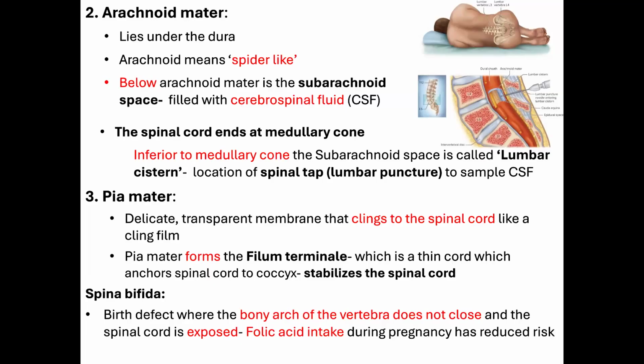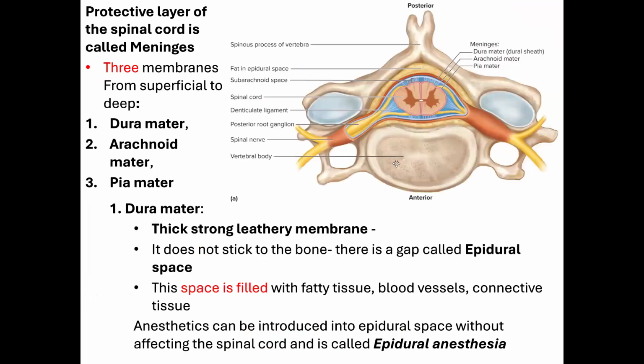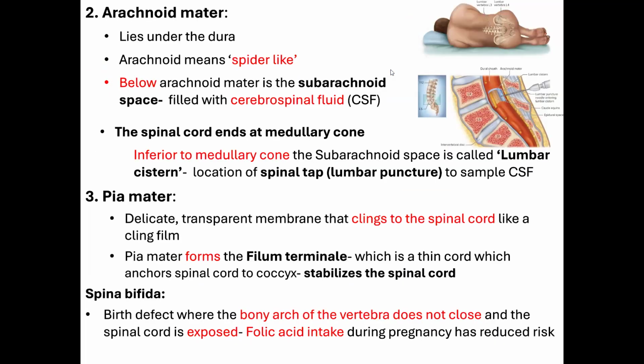Now here, I want you to know one condition called spina bifida, which is a birth defect. We have the vertebra, which is covering the cord, but sometimes this vertebra can be deficient. So if there's a deficiency of the bony structure or the vertebral arch, then the spinal cord is exposed, and this is called spina bifida.